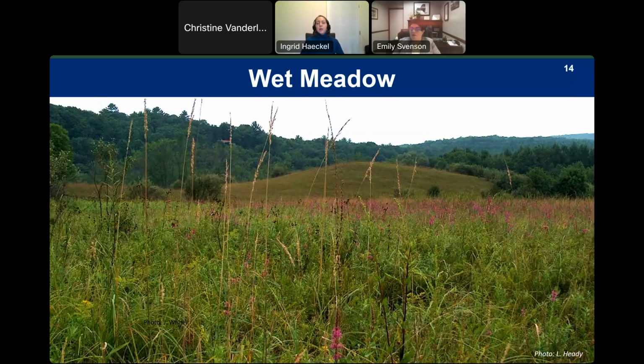Wet meadows occur in many cases in abandoned agricultural areas and are dominated by grasses and forbs. In some cases, these are areas that were previously drained for farming and have returned to wetlands after farming activity has stopped. In this picture, you can see purple loosestrife in the background. That's a non-native invasive species that's really common in these habitats and is also a good indicator of wet soils.